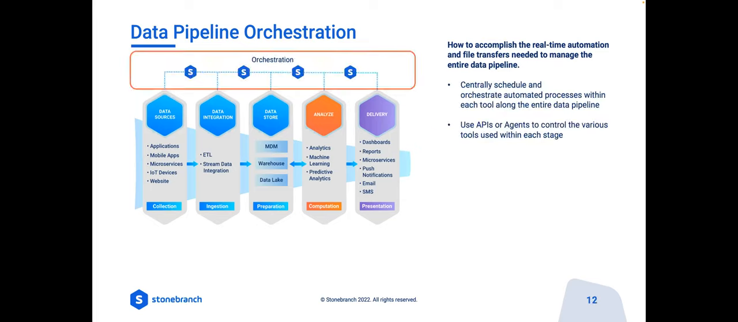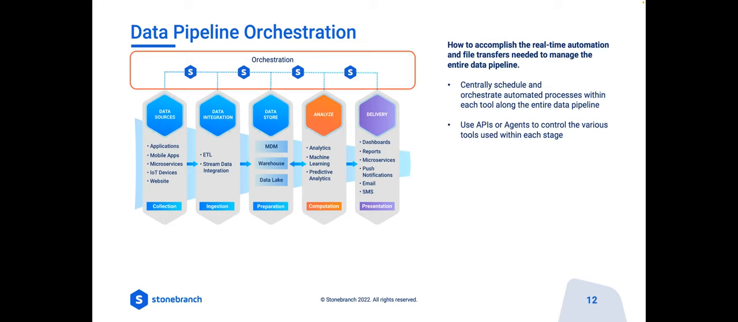Well, first, you need to be able to integrate to the tools that are in use within each of these categories. So you're going to centrally schedule and orchestrate all of the automated processes within those tools along your data pipeline. And the way that you're typically going to get in there is with agents, which is an older way of doing it if APIs don't exist. So an agent would be a little piece of code that you drop on the tool. A lot of times you see this in mainframes or distributed servers, but outside of legacy tech, typically you see APIs in use and they're pretty standard across everything in the cloud and even some of the on-prem stuff these days.